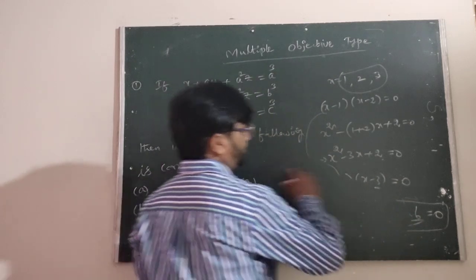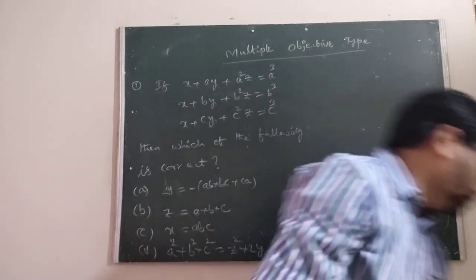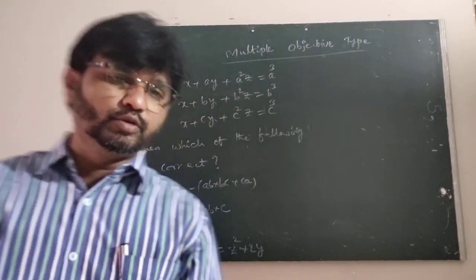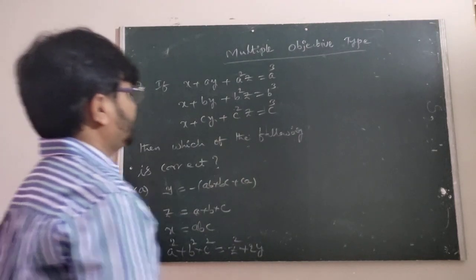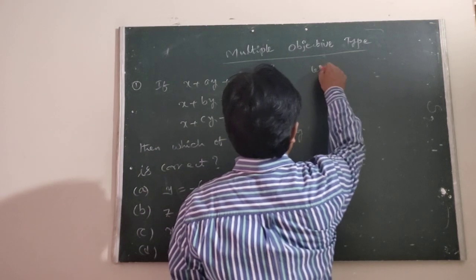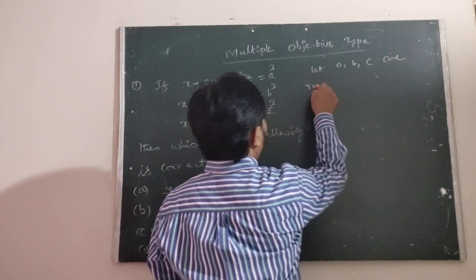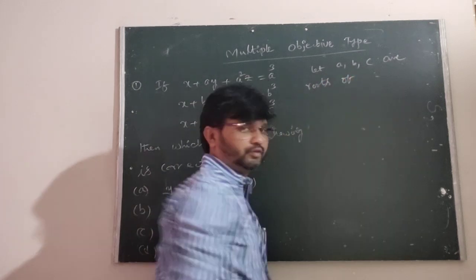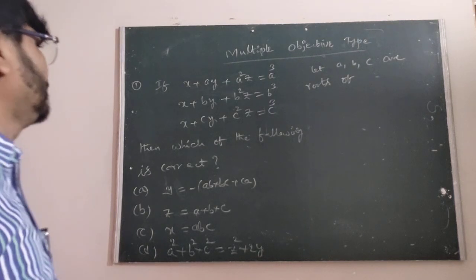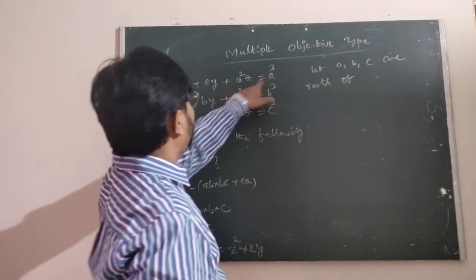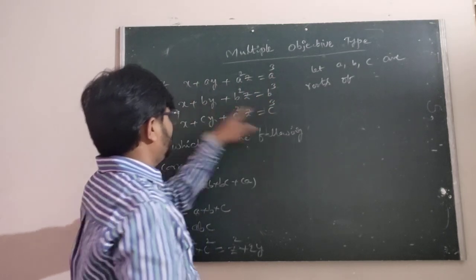The right hand side part is a cube, b cube, c cube, given that a, b and c. Now let a, b, c be the roots of the equation. Here observe a square, a cube, a; here b cube, b square, b; here c cube, c square, c.